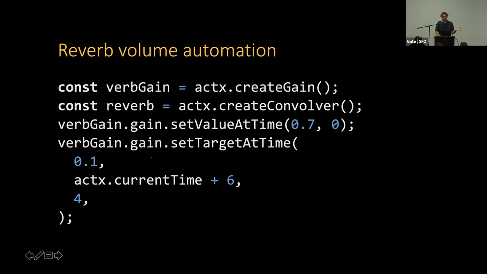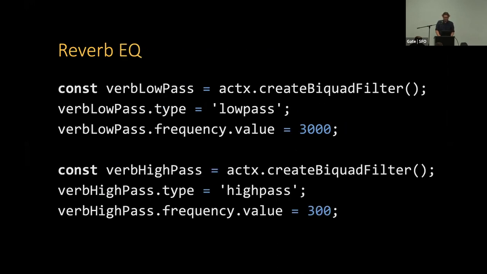Again, a little bit of automation to start with a lot of reverb and go to nothing. Then the EQing part is because when you have an echo in the mountains and you say hello, all the high frequencies are cut off because they dissipate quicker. So in order to make something more realistic, you have to cut all the upper frequencies. In this case, I cut the bottom as well, so it doesn't muddy up the sound too much.